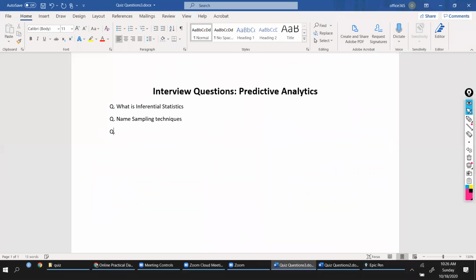Next. When you're trying to do inferential statistics, the first thing probably you will attempt to do is hypothesis testing. What is hypothesis testing? What is it used for?